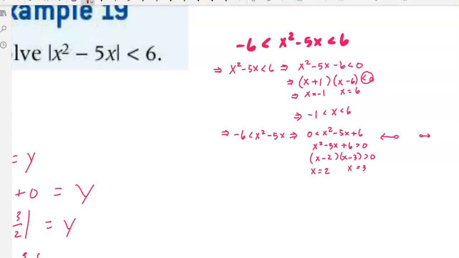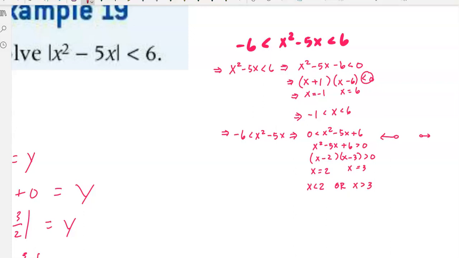It's going to be or statements. So that is going to be greater than this. X has to be greater than 3, or x has to be less than 2. Or is that too confusing? Let me write it the other way. X has to be less than 2, or x has to be greater than 3.